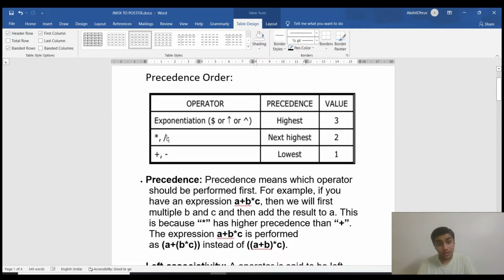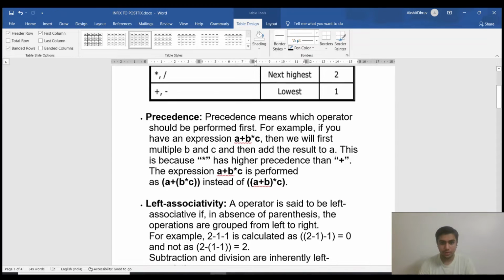Multiplication and division are at the same precedence level, but it will be higher than plus or minus. It will be lower than exponents but greater than plus or minus. And last will come plus or minus, which will have the lowest precedence. So here you can see the order from higher to lower, that is 3, 2 and 1. If they both exist in the same line, it means they have the same precedence, right?